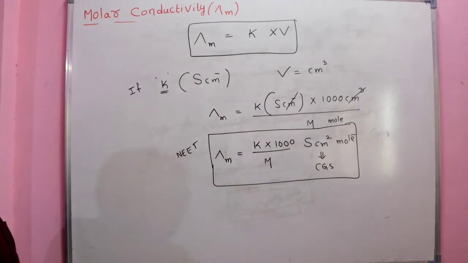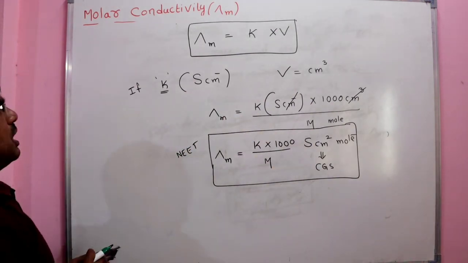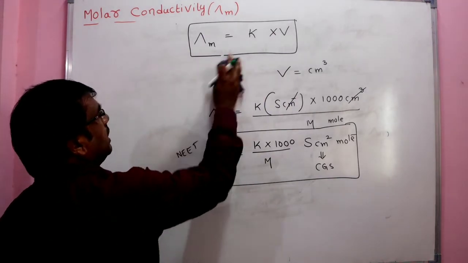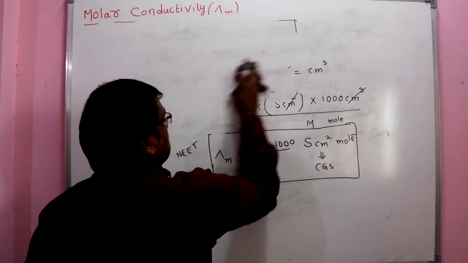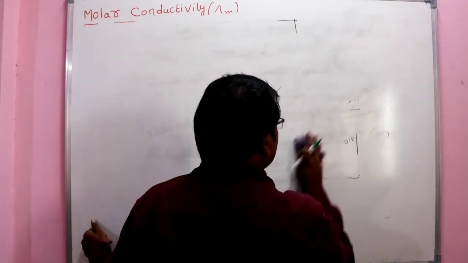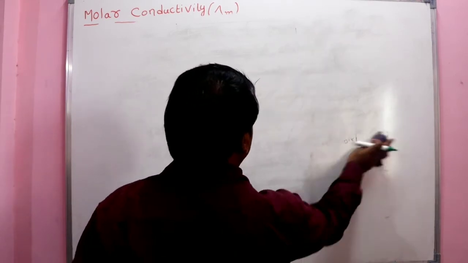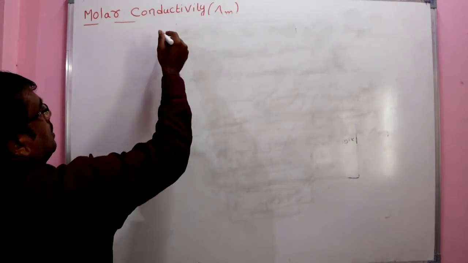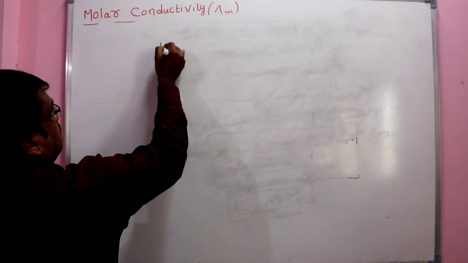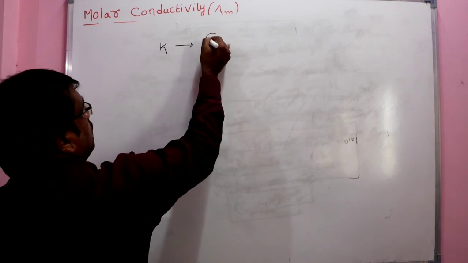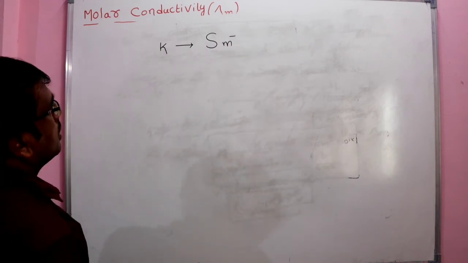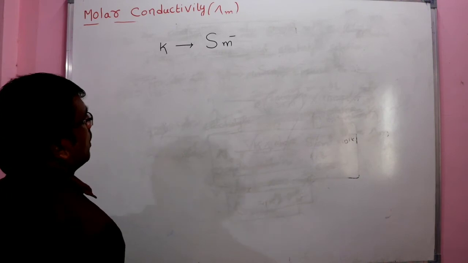Next, in another way, sometimes they are going to give conductivity in Siemens meter inverse. Then how do we have to change the formula? So in an examination, suppose they give it like this: conductivity is expressed in Siemens meter inverse. Then how do we have to change this formula?